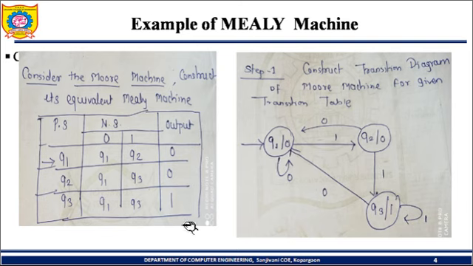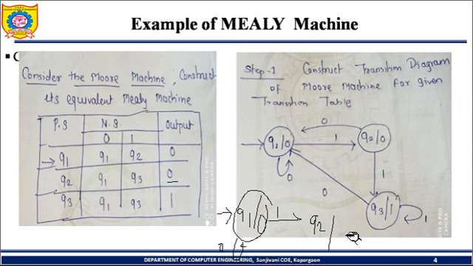How to construct it? Q1 with output 0. After Q1, after receiving 0, it will be in the Q1 state itself. In the same way, Q1 after receiving 1 will be in Q2. So after receiving 1 it will be in the Q2 state, where the output for Q2 is 0. So Q2 with 0 output.